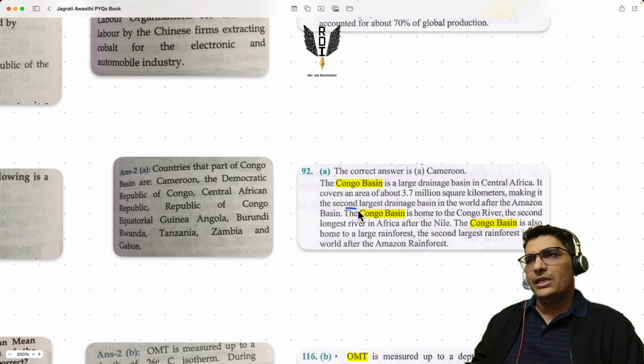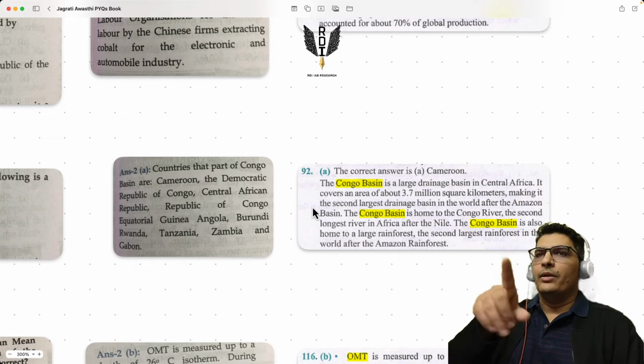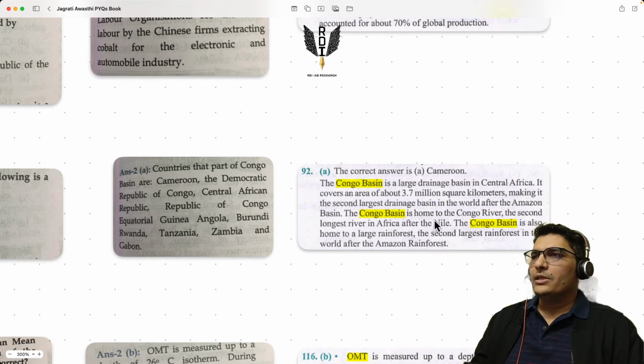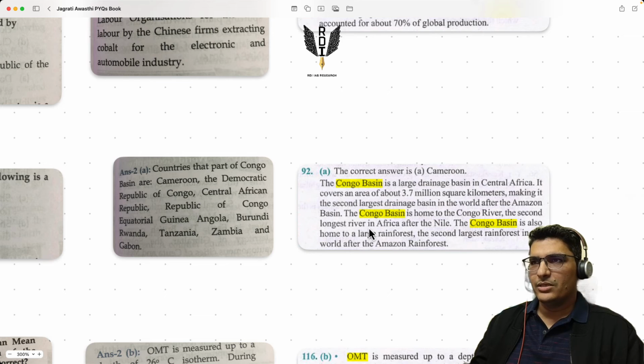Second largest drainage basin in the world. This is important. After Amazon, this is very good, right? So this part certainly is good. This kind of information should be given about these questions. The Congo Basin is home to the Congo River, actually the second longest river in Africa, after the Nile. In the world it is important which is the longest. Second longest in Africa, Asia. Asia may still be important because of India's location, but in Africa, chalo, they gave it, okay.